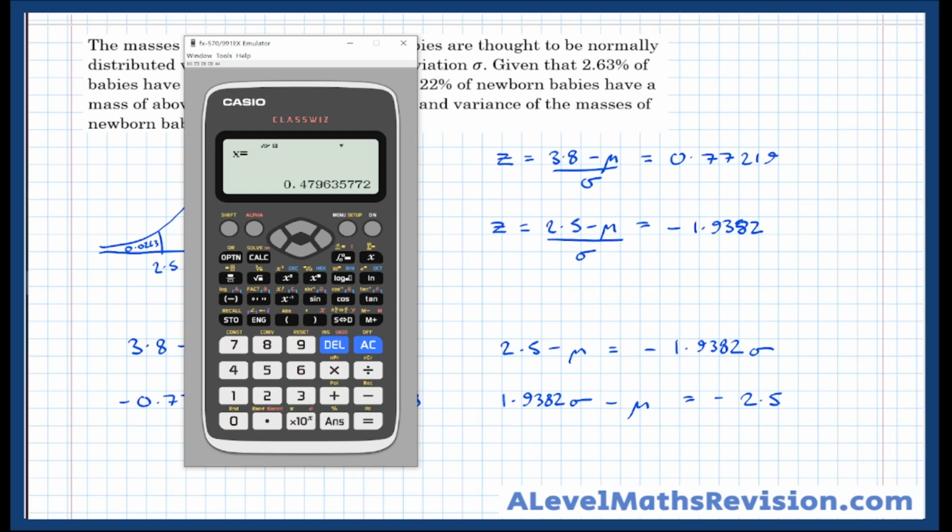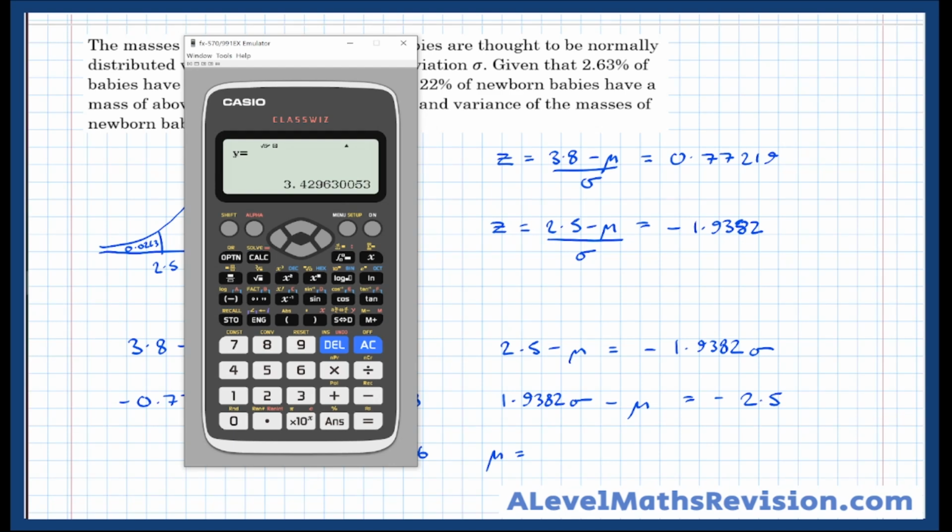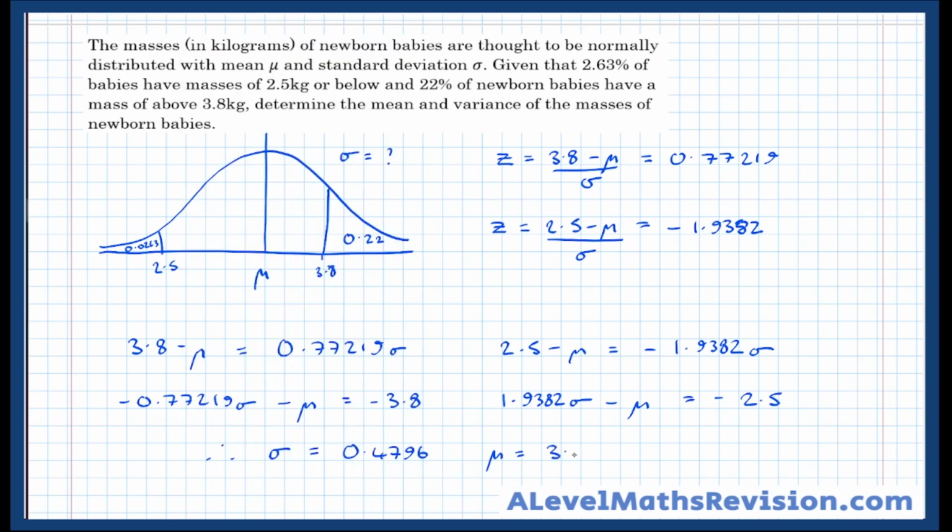So sigma here is equal to 0.4796. And mu is equal to 3.4296. Like that. And there we have it, finding the unknown mean and standard deviation of a normal distribution. So have a go at the worksheet, check all the answers as you go.